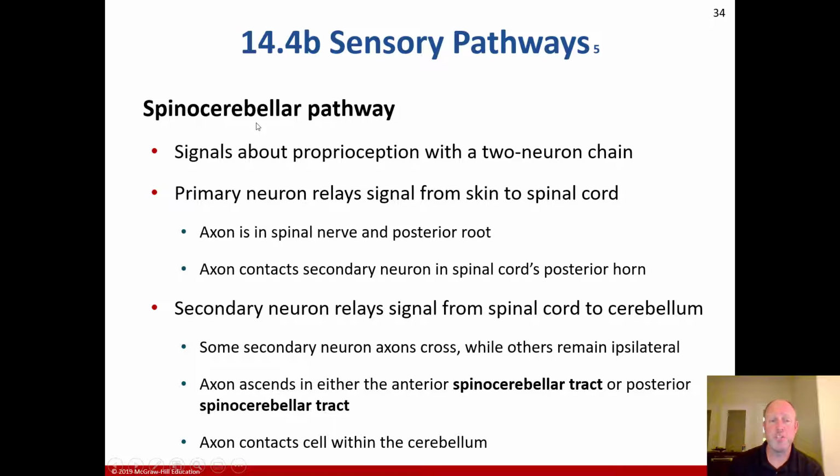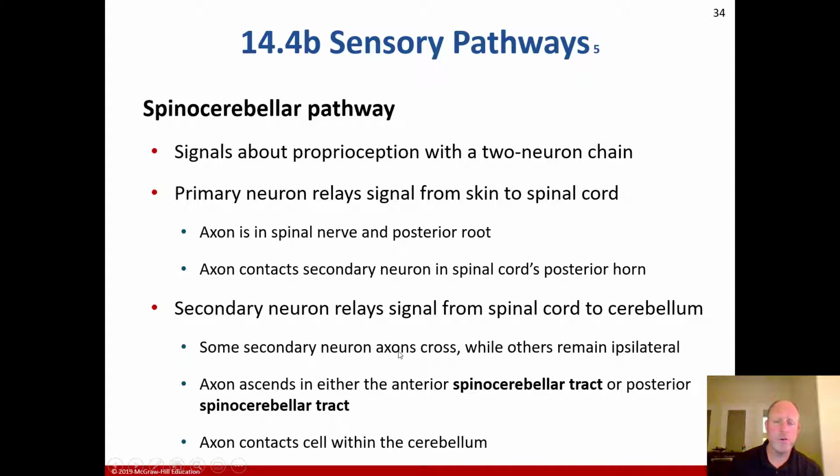For the sensory pathways, for the spinocerebellar pathway, signals about perception with a two neuron chain in this case, as opposed to three. The primary neuron relays signal from the skin to the spinal cord. The axons are in the spinal nerve and the posterior root. The axon contacts the secondary neuron, the spinal cord's posterior horn. And the secondary neuron then relays that signal from the spinal cord to the cerebellum.